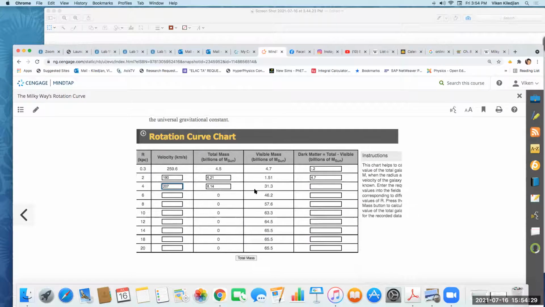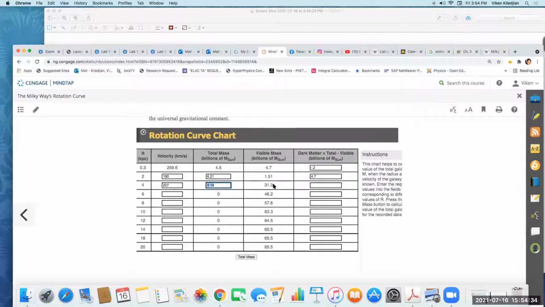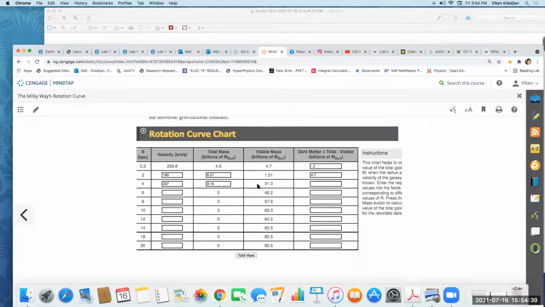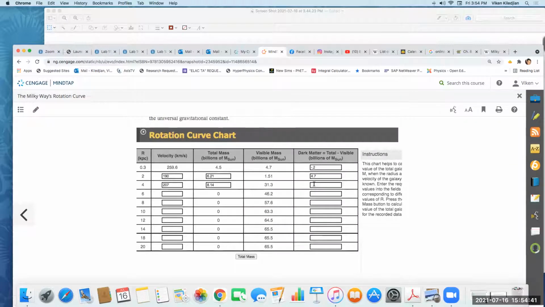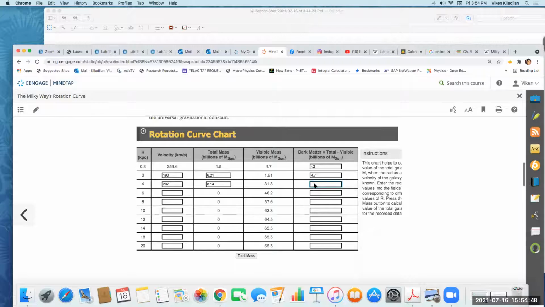So then what will this be? Well, then it'll be 8.14 minus 31.3. Oh, that's weird. It's like a negative dark matter. Total minus visible, billions of, okay. So that means that'll be 8.14. I'm just going to do it in my head. 8.14 minus 31.3, negative 23.